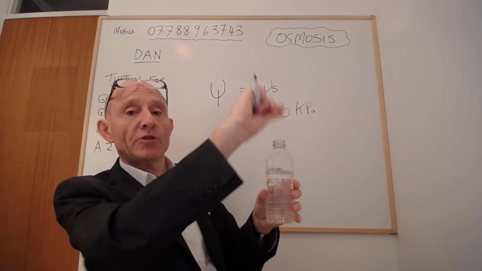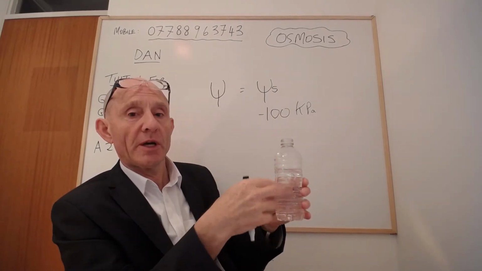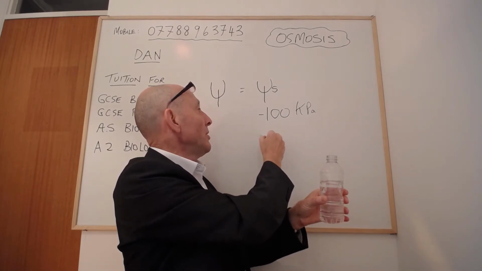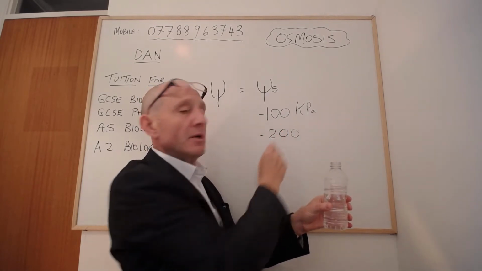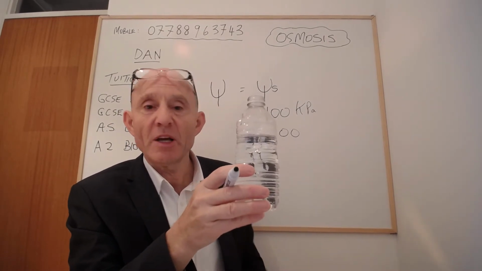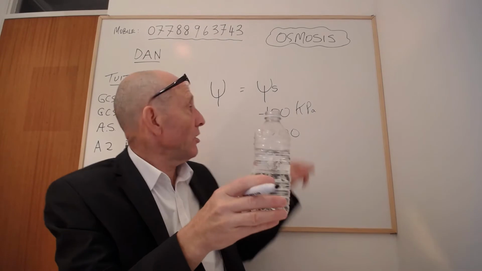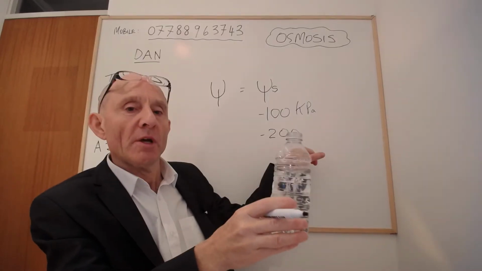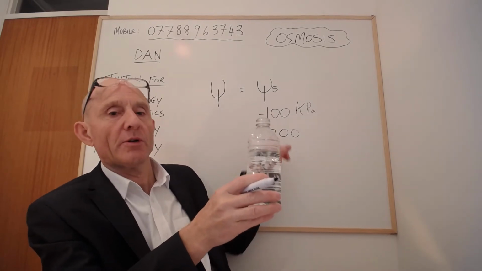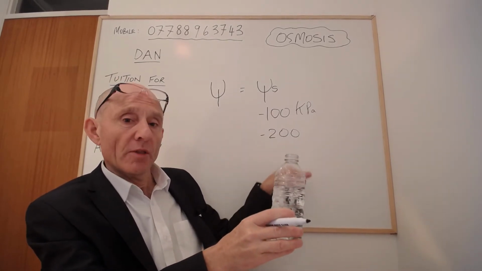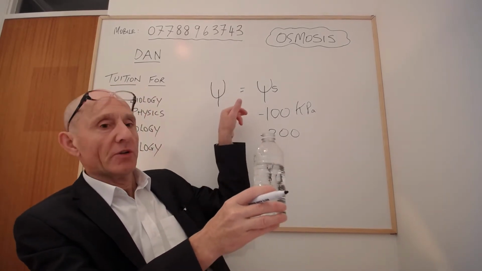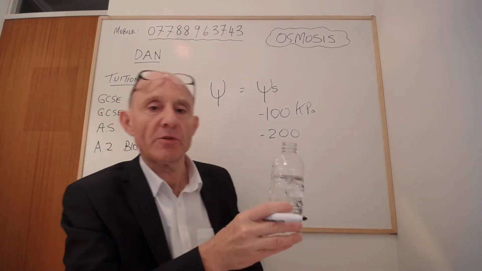What happens if you add more sugar or salt or any other dissolved ion into this water? Then this becomes more negative. So it may become minus 200. Okay? So adding more salt or sugar to water or any other kind of dissolved stuff to the water causes the solute potential to lower. You see it's been lowered because it's going from zero for pure water to minus 100 to minus 200 and so on. And the more salt and sugar you add, then the more negative this becomes. And of course, all the time, the water potential is the same as the solute potential.